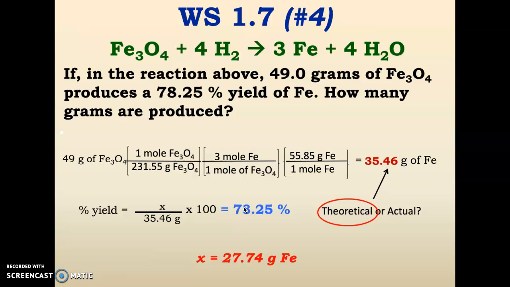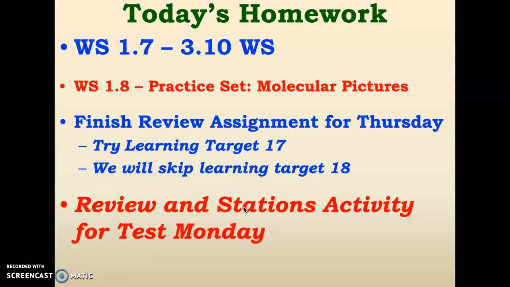So hopefully that helps you with the back of worksheet 1.7 and finishing that and understanding the other percent yield problems. For today's homework, remember, finish worksheet 1.7. I didn't give you 1.8 in class, but I will give you that, and you can use this video to help you with the molecular pictures problems. There's 3 of them. We're going to do one of them together. Remember to finish your review assignment for Thursday. Try learning target 17. It's a tough one, but go ahead and try it, and skip 18. Okay? Also, your review and stations activity is due on Monday.